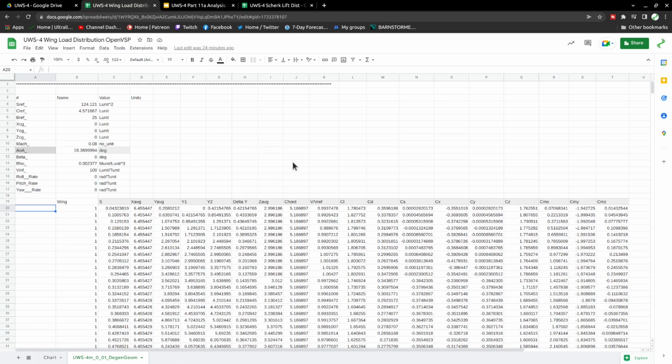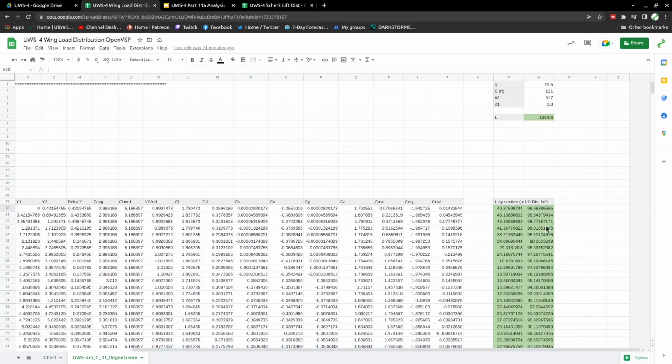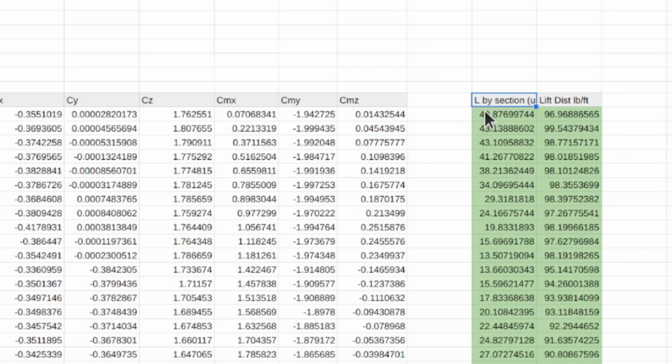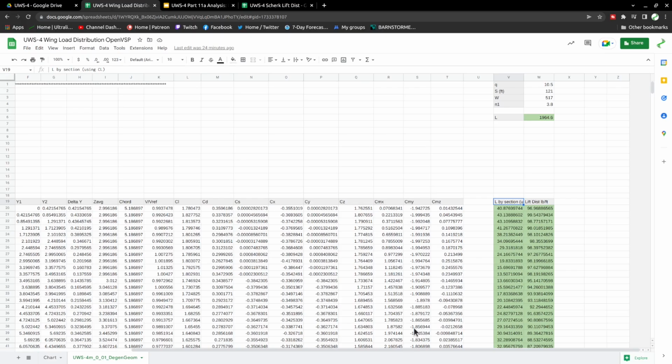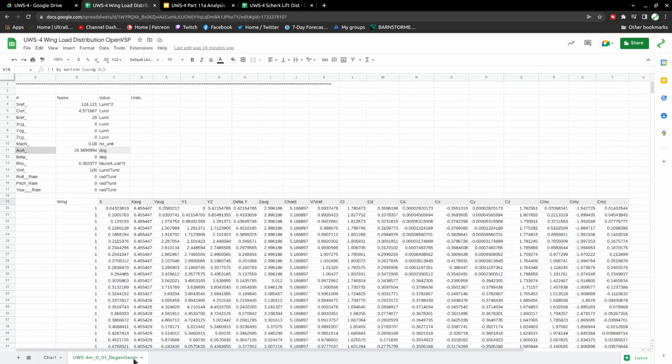Now what I want to do is come up with that span loading. And that's going to be in pounds per foot. And that foot is along the span of the wing. So that's what I've done out here. Now I also did a calculation of lift by section. So it's pounds of lift per section. And here what I'm talking about by section is each wing.